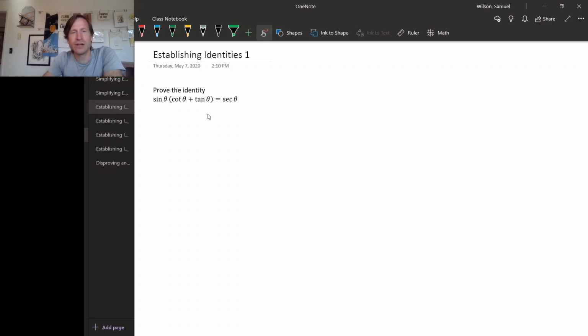So the idea here is if this equation is supposed to be true for every value of theta, or at least every value of theta where both sides are defined, there ought to be some way to take the left-hand side, do a big calculation, right? A big calculation step by step, and end up with the right-hand side. If we can do that, then we've demonstrated that the left-hand side is really equal to the right-hand side. So let's see if we can make it happen.